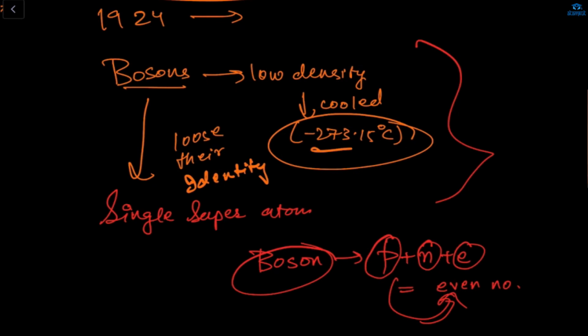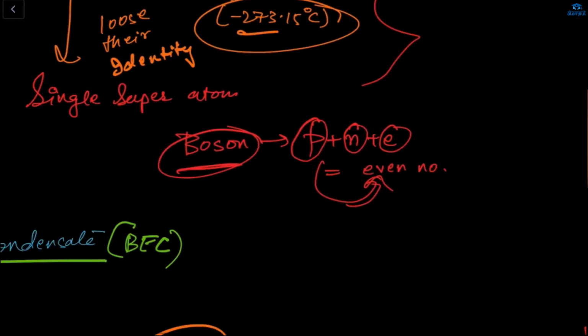Okay, Razi. Yes, ma'am. If bosons at low density are cooled to minus 273.15 degrees Celsius, they will lose their identity and become a single superatom. Ma'am, I'm a little bit confused after that. What is a boson? If you add the protons, neutrons, and electrons, it should come to an even number, then we can say it's a boson. If it comes to an odd number, then we say it's a fermion.